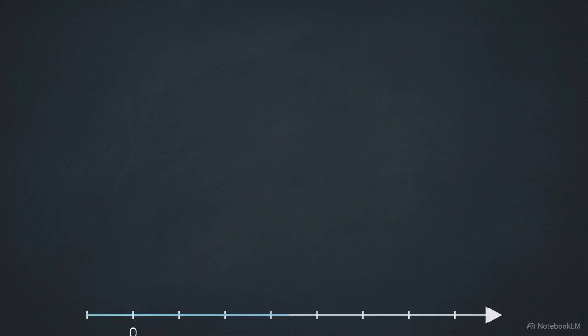Take a look at this standard horizontal number line. When we map normal exponential growth here, our perspective is entirely trapped in one dimension. The value is restricted. It can only move left or right.